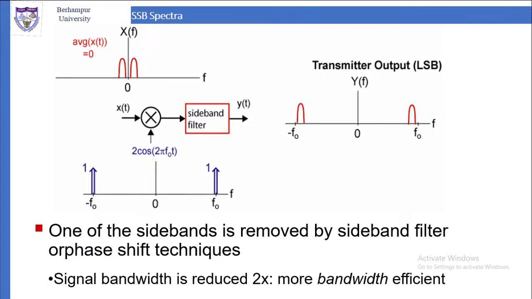So this is the SSB spectra. One of the sidebands has been removed by the sideband filter or phase shift technique. Single sideband is obtained. It becomes bandwidth efficient: by filtering out that sideband we have recovered that bandwidth. So in the channel we will get that much bandwidth to transmit the signal. So SSB is 2 times more bandwidth efficient.